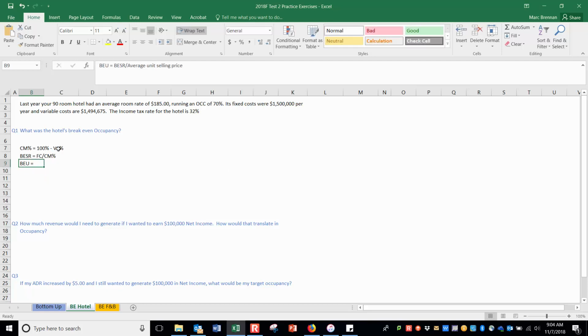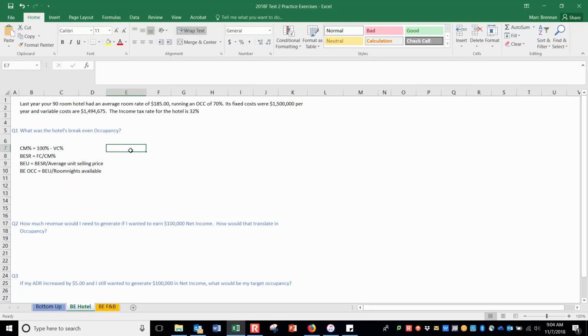And then lastly, to find out our break-even occupancy, we need to find out our break-even units divided by our room nights available. These are some of the formulas that you really want to feel comfortable with. You need to know these before coming into a test.